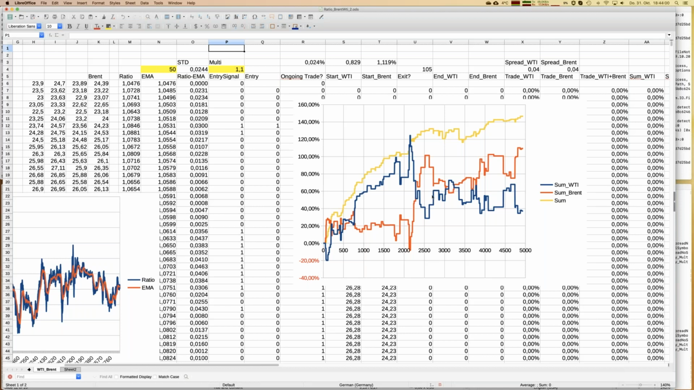And we have the individual equity for the Brent and the WTI. But the individual equity doesn't count. What we really want to have is the sum. And this one is the yellow line. And you see, we get a steady line going north. Hey, it's not that bad.